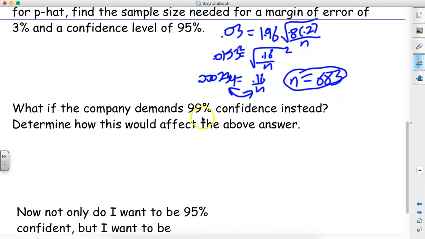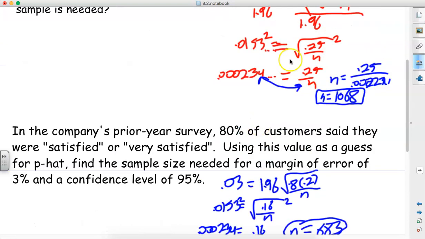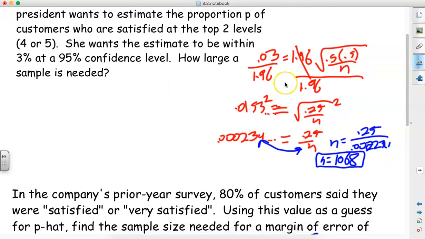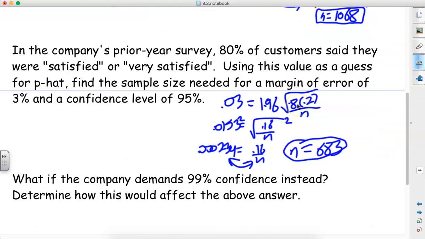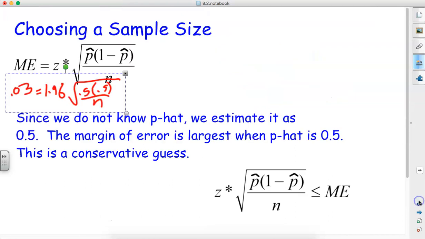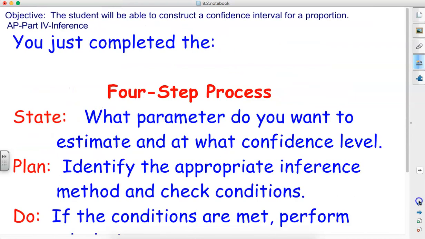All right, what if the company demands a 99% confidence interval instead? How would this affect the above answer? When we say above answer, we're going to talk about the original answer, so we're going to assume 0.5 and 0.5 still. But now, if it says 99% confident, that's going to make the critical value change, right? So a 99% confidence interval, remember that decimal that we had before for 99% confidence?